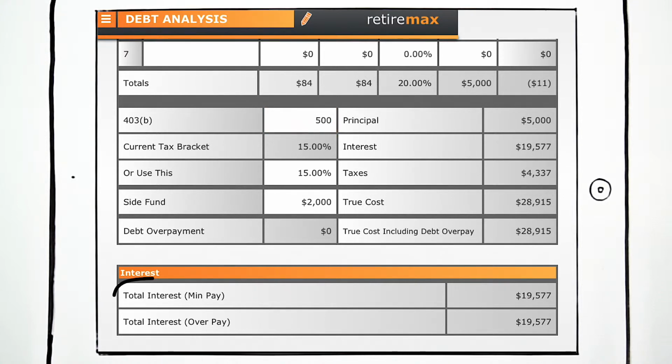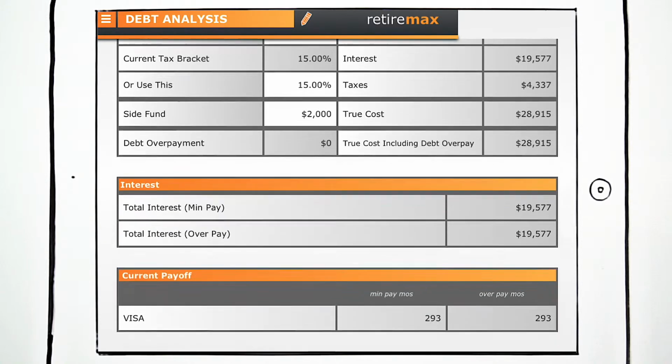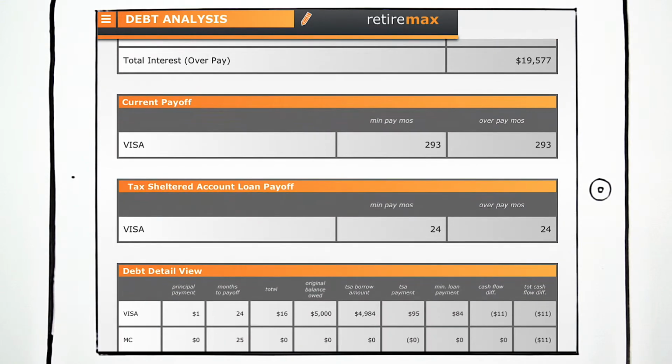Under the interest header, the total interest with a minimum payment is the amount of interest projected to pay based on a minimum payment of the above listed debts. The total interest on the overpay line just below shows the amount of interest projected to pay based on a minimum overpayment of the above listed debt. The current payoff header information shows how many months it would take to pay off the particular debts. The tax-sheltered account loan payoff section shows how many months it would take to pay off the particular debt using the retirement account at a 50% loan ratio.